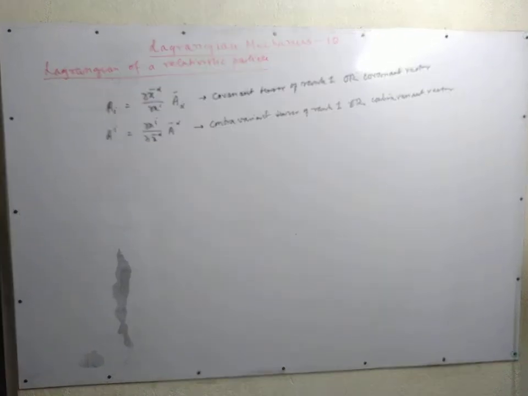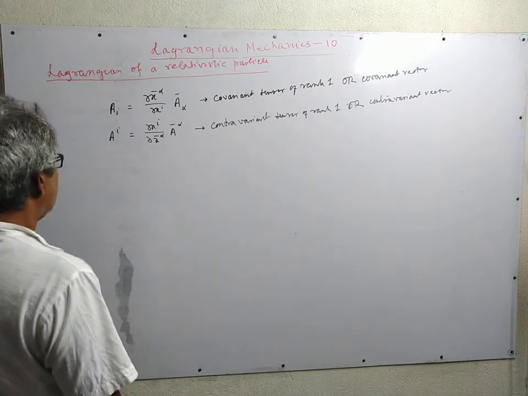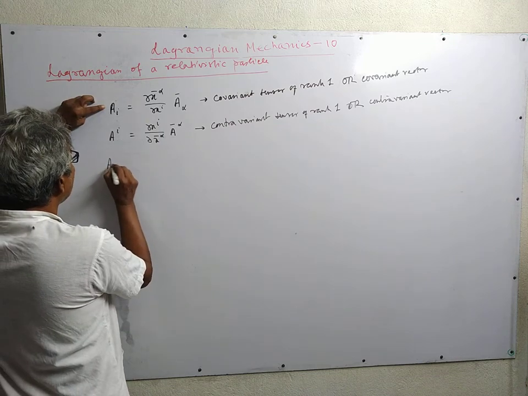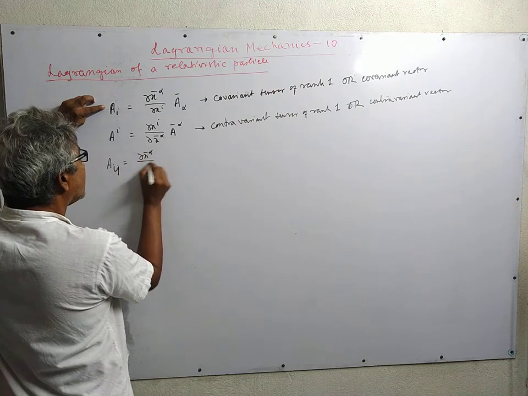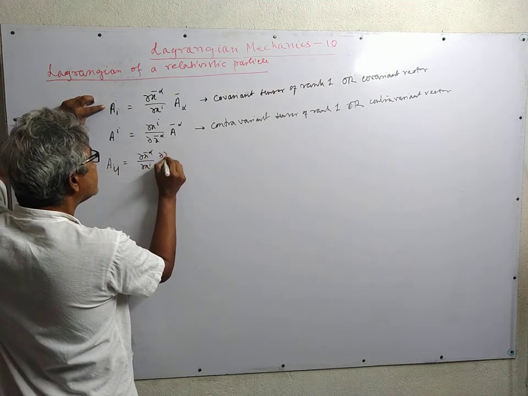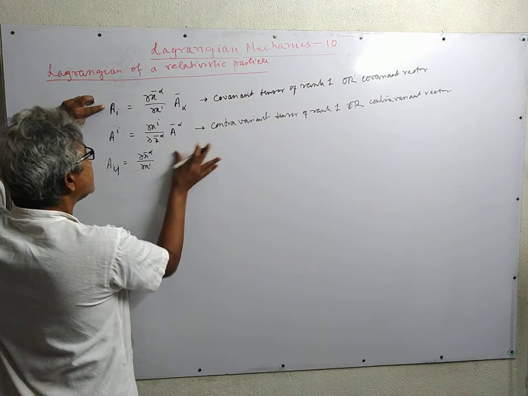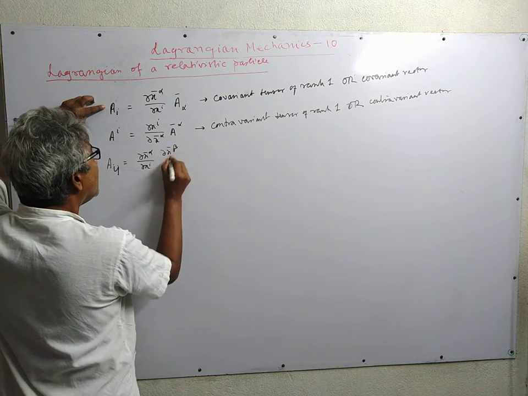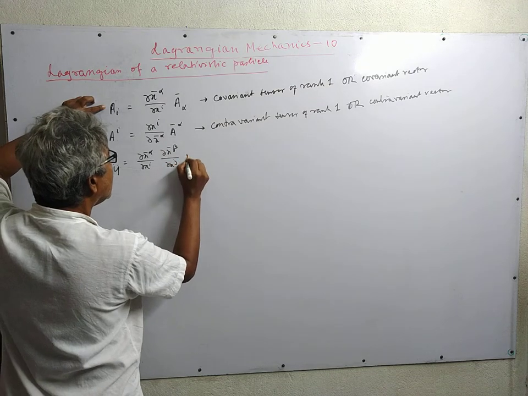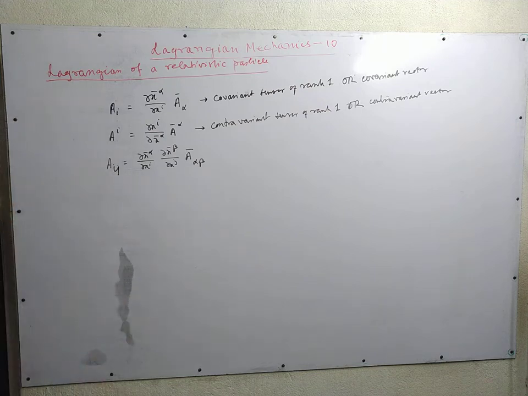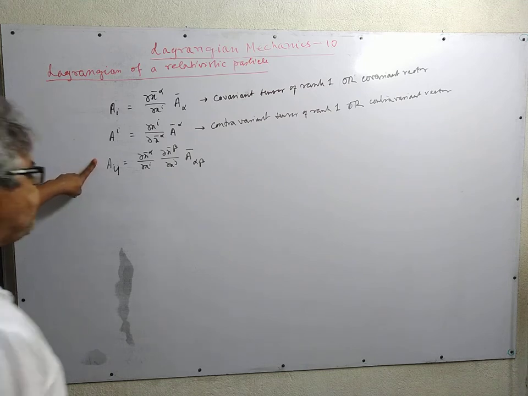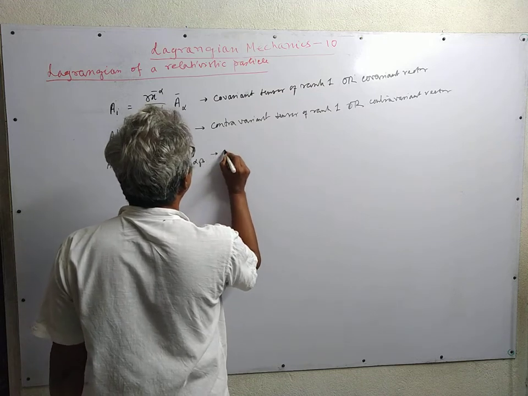A covariant tensor of rank 2 is defined as A_ij equal to Ā with this transformation. So in the three-dimensional case there are 9 such quantities, and in the n-dimensional case there are n squared such quantities. So it is a covariant tensor of rank 2.